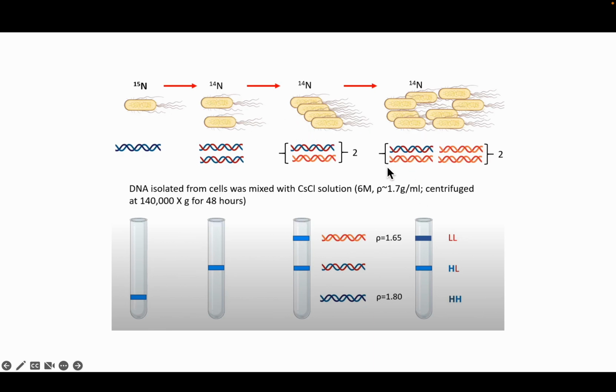Eventually, after some time, there will be an equal number of heavy DNA and light DNA. And how they could prove it: they isolated DNA from cells, mixed it with cesium chloride solution, and then did density gradient ultracentrifugation, and that's how the heavy DNA and light DNA got segregated into separate layers.